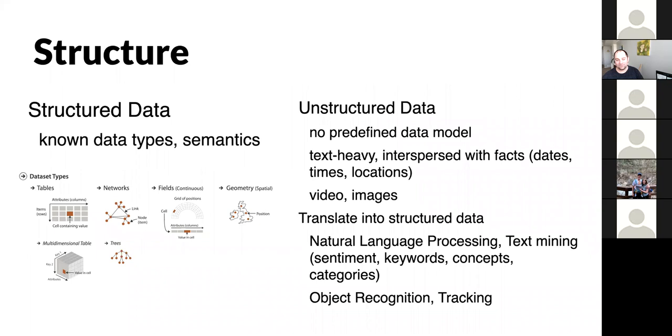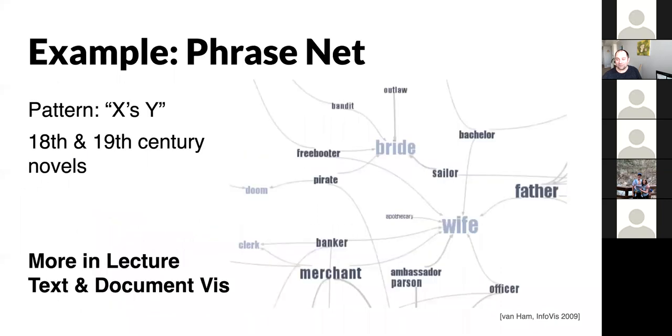And then we distinguished between structured data and unstructured data. I mentioned that structured data is really what we care about in data visualization. And unstructured data are things like text, video, and speech, where there are dedicated fields to translate unstructured data into structured data, such as natural language processing, text mining, object recognition, or object tracking. And then we walked through some of these examples, and this is basically as far as we got.